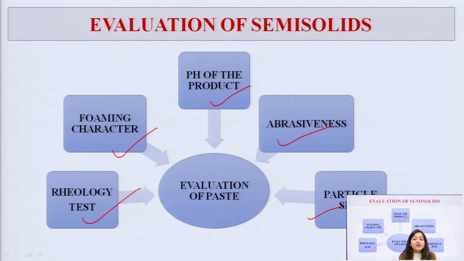Next test is the pH of the product test. The pH of the product plays an important role because if the pH is not maintained, it means that certain changes are happening in the product. So, suitable buffers are added into the product in order to maintain the pH throughout the entire shelf life. For example, if during formulation the pH of the product was slightly alkaline, we want our product to remain slightly alkaline through its entire shelf life. So, pH remains an important parameter that has to be assessed.